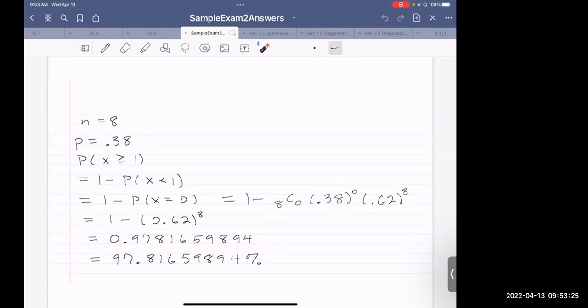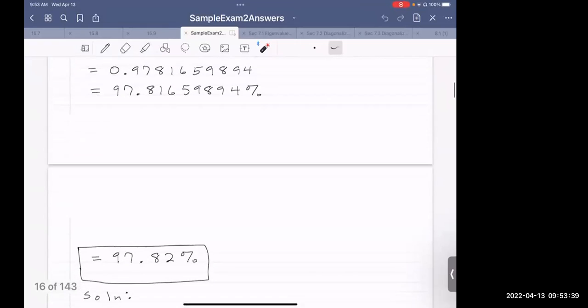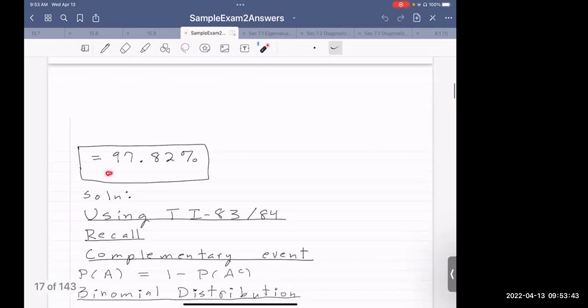That is 0.9781659894. Let's move my decimal 2 places to the right: 97.81659894%. Let's round this to the nearest hundredth of a percent, so 97.82%.